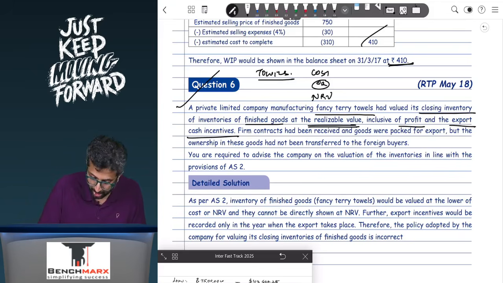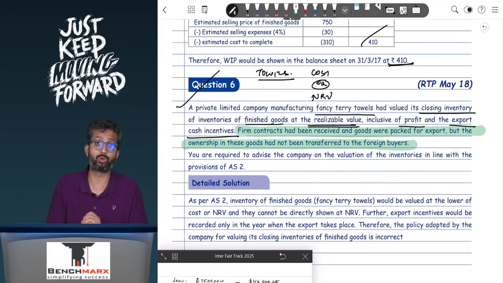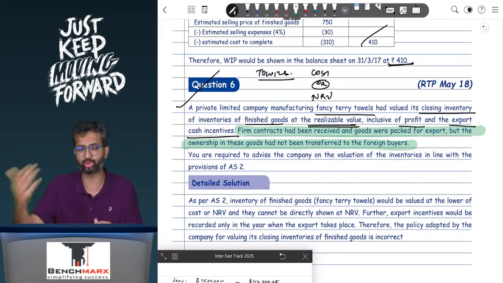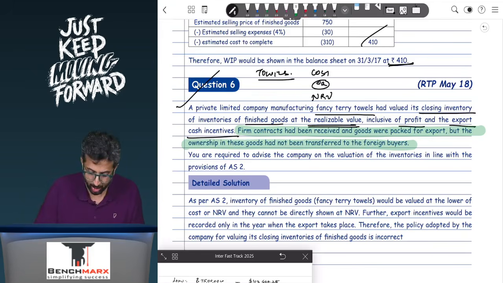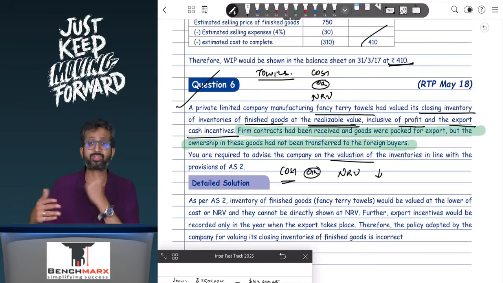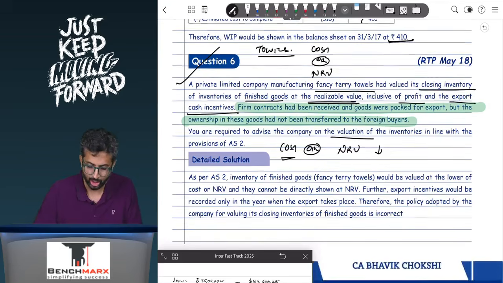Firm contracts have been received and goods packed for export, but ownership of these goods has not been transferred. Remember, merely because I have a firm order, that does not mean that I can recognize the income, because for all you know, the towels are still under my risk. There may be a fire, flood or an earthquake and I might suffer a loss. So till the time I actually make the sale, I cannot recognize the profit. You are required to advise the company in respect of the valuation of inventory. Will they have to be shown at the cost or NRV, whichever is lower? In this case, clearly the cost will be lower because the NRV includes profit as well as cash incentives. Export cash incentives will be recognized when the export actually happens, whereas your profit will be recognized when the sale actually happens. Nothing to be recorded currently. So this is question number 6.